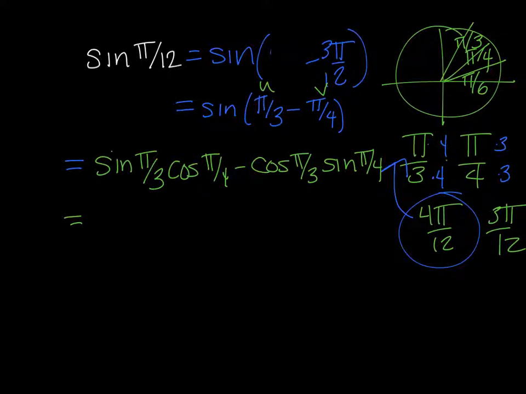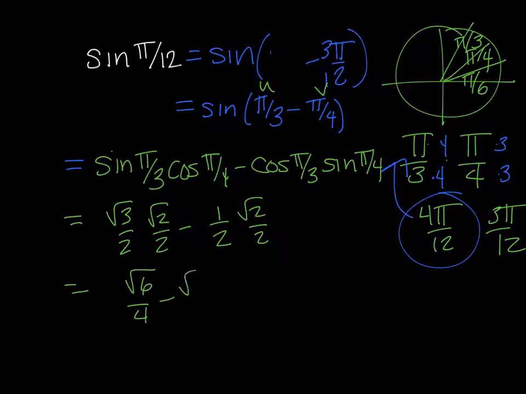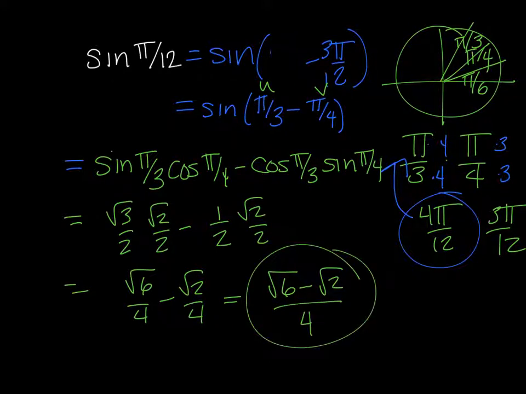And sine of pi over 3 is, what is that, root 3 over 2? Cosine of pi over 4 is root 2 over 2, minus the cosine of pi over 3, which is 1/2, times the sine of pi over 4, which is root 2 over 2. So now we have the square root of 6 over 4 minus the square root of 2 over 4. And you'll notice that this is very similar to one we've already done, but that's because we have the same angle. This is really 15 degrees.